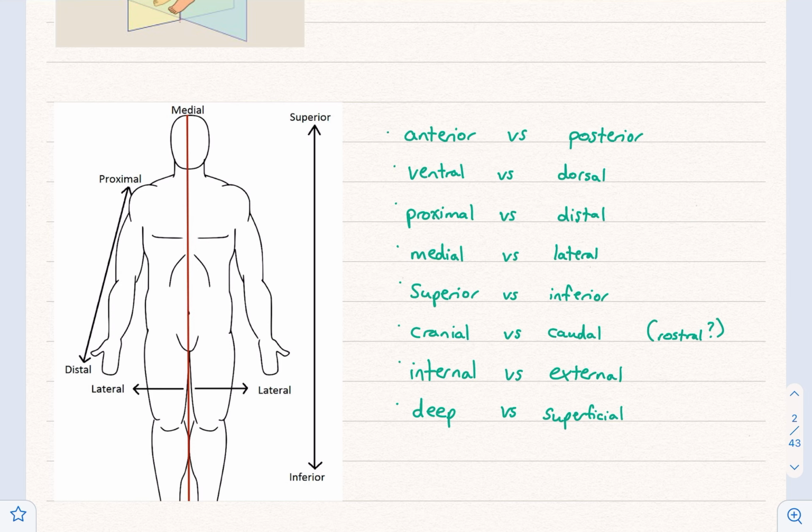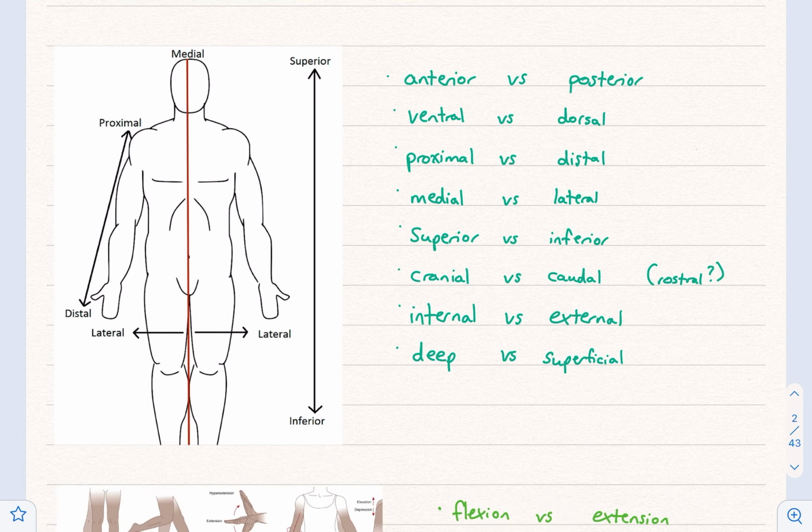Next one is superior versus inferior. Superior is top, and then inferior. The shoulder is more superior than the hand.